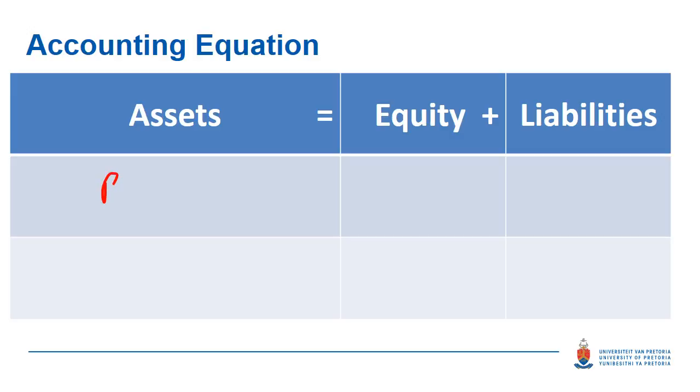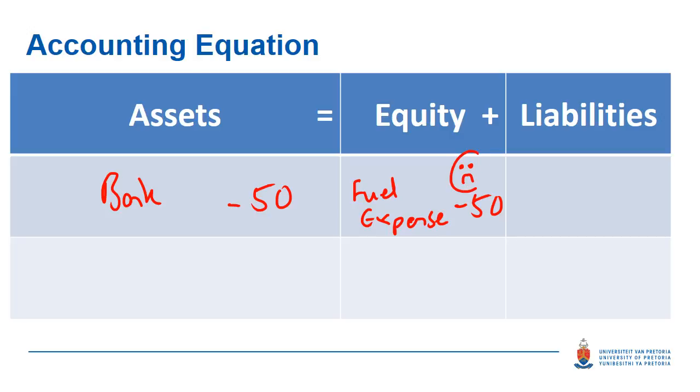So Nandi spent 50 Rand buying petrol, and this means that her bank account balance has reduced by 50 Rand. She spent the 50 Rand on petrol for her lawnmower. This is an expense of her business. She had to spend the money to be able to mow the friend's lawn, and expenses reduce equity of the business, so we give expenses a sad face.